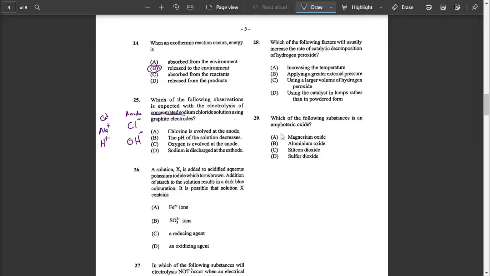Even if it were to accept the electron and become sodium metal, it is so reactive that the sodium metal will in turn react back with water to form the sodium ion and go back into solution, because this is a very stable form of sodium. The sodium ion enjoys being in the ionic state. So chlorine gas is evolved at the anode, and the answer would be A.